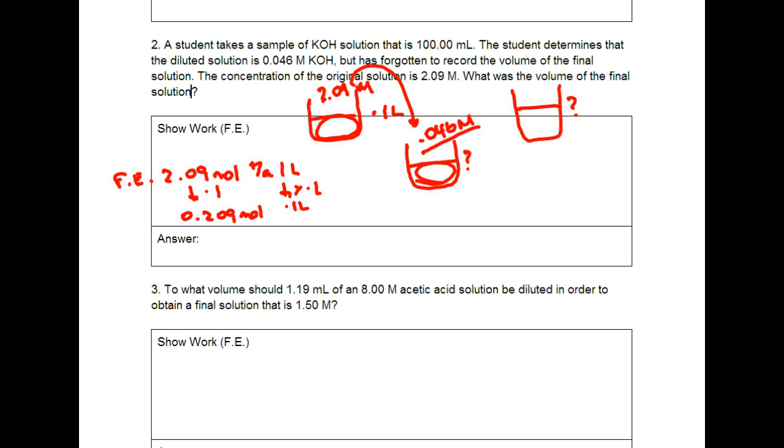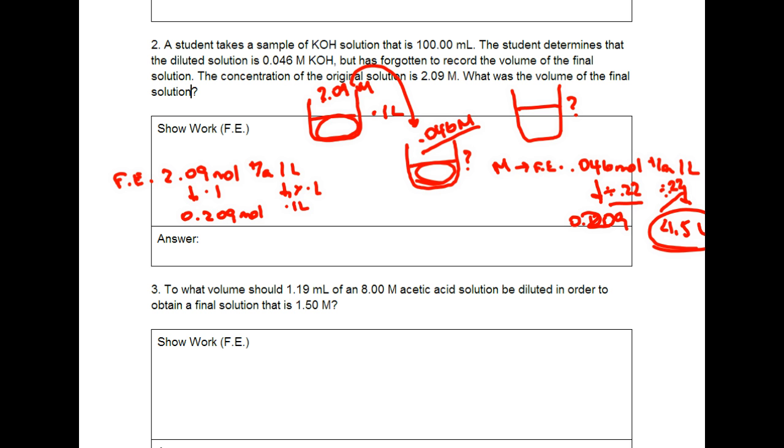So first, let's write out our molarity as a for every statement. So for every 0.046 moles, there is 1 liter. Right now we don't know how much we have in terms of liters, but we do know the moles. We don't have 0.046, we have 0.209 moles. In going from 0.046 to 0.209, we divide by 0.22. If we do the same to the 1 liter, we get 4.5 liters. So that final volume is 4.5 liters of that diluted amount.